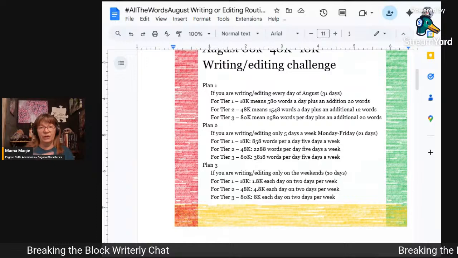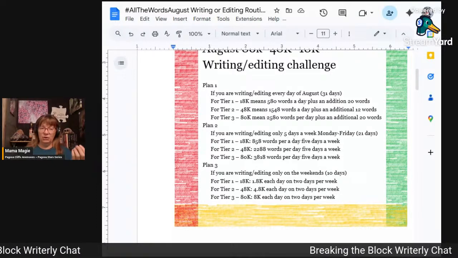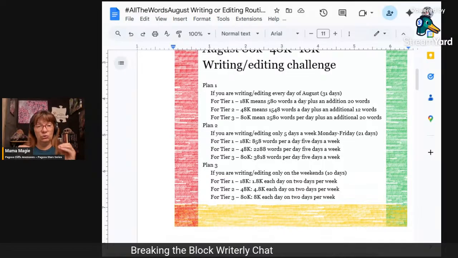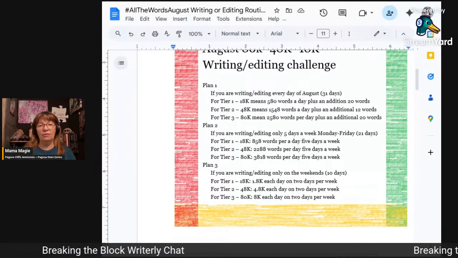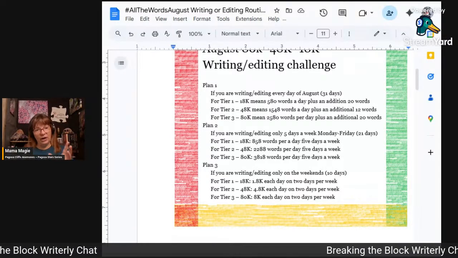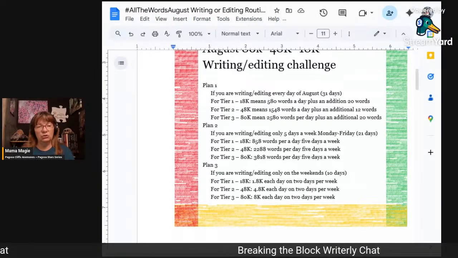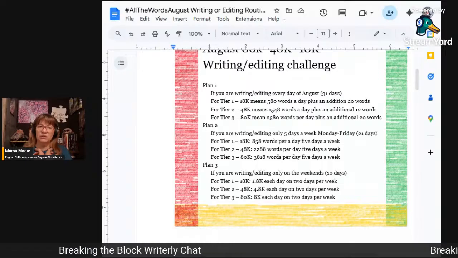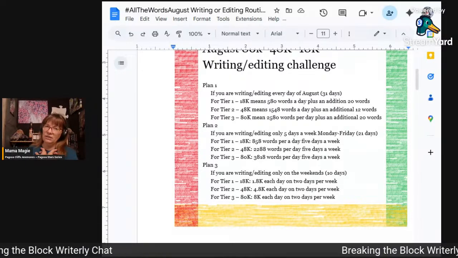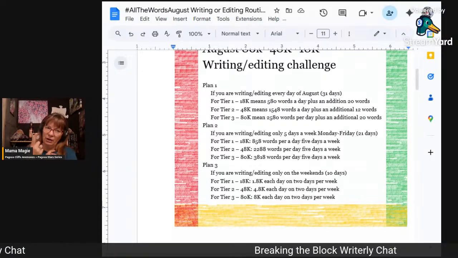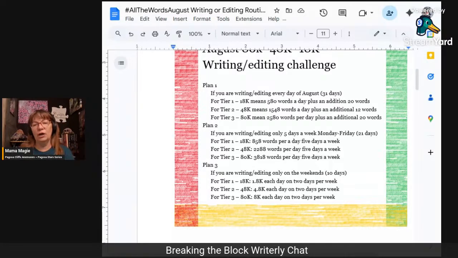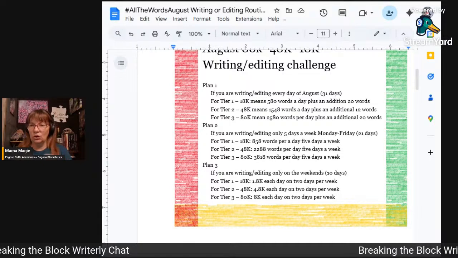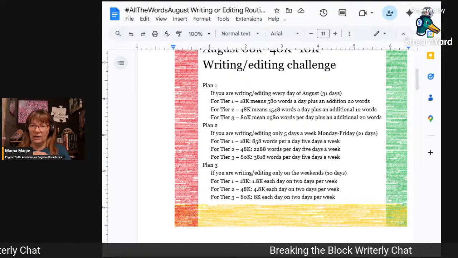The whole thing with All the Words August, ATW August, is that you develop a routine for you. You develop something that allows you to have a daily or weekly practice of expressing your creativity to feed yourself, to feed your soul, because writing is fun. We're supposed to love writing. We're supposed to love editing. Still working on that one. But this is to help develop a system of going through one thing at a time.